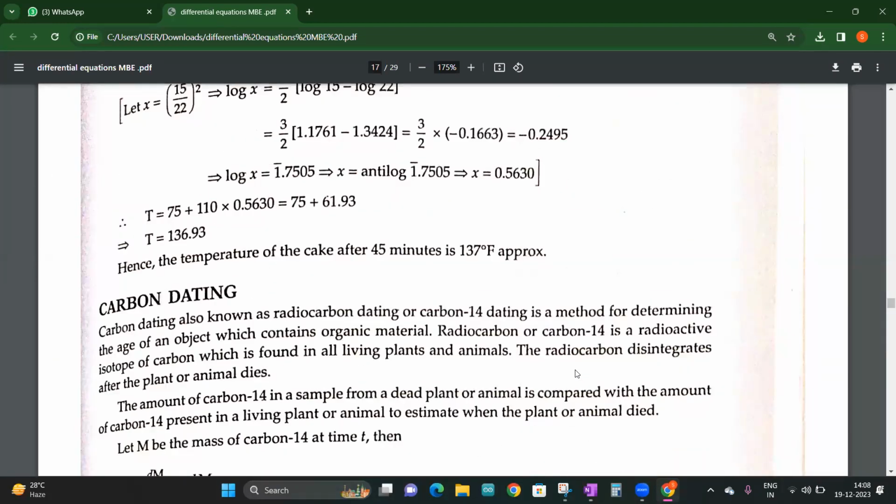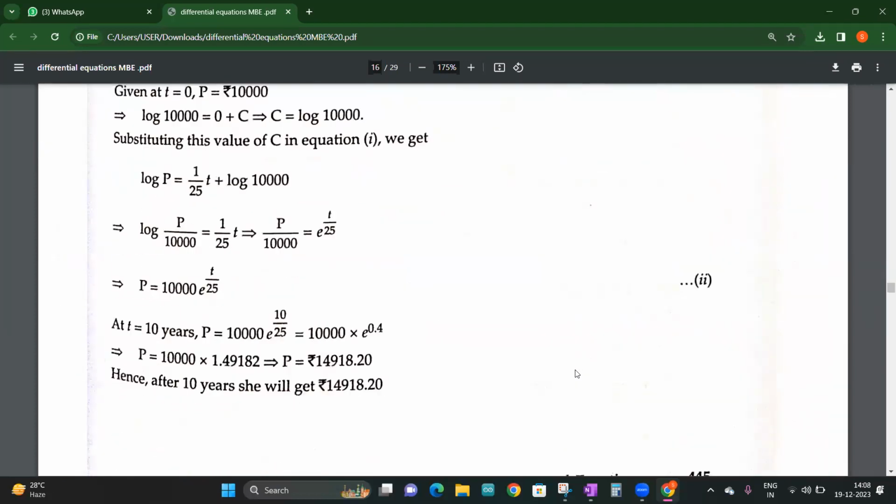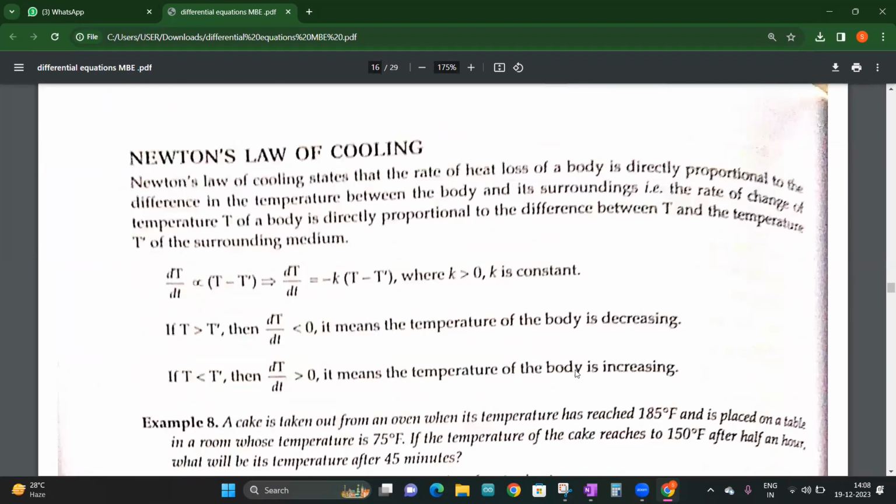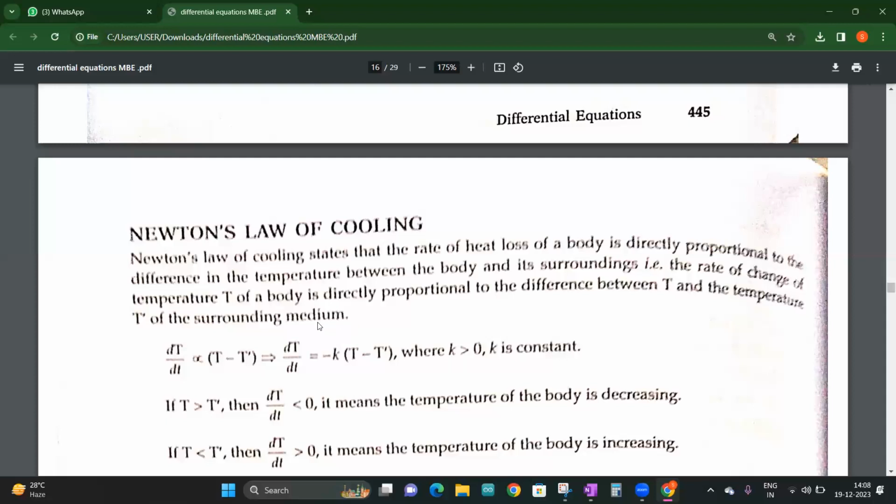Exercise 8.6. So here we are using Newton's law of cooling. Newton's law of cooling says capital T will be the temperature of the body. For example, here the body is the teacup. Its temperature at any time is not constant, it is always changing. We already discussed that. According to room temperature, it is decreasing its temperature.